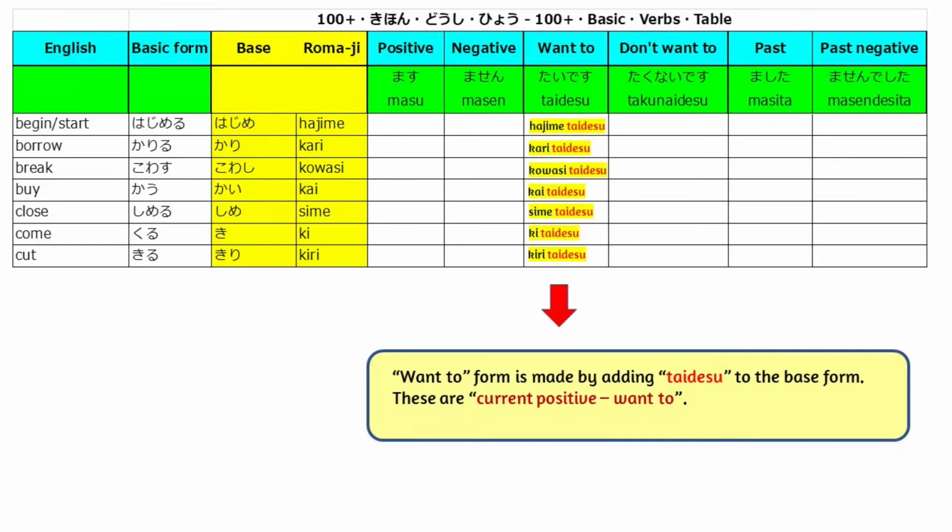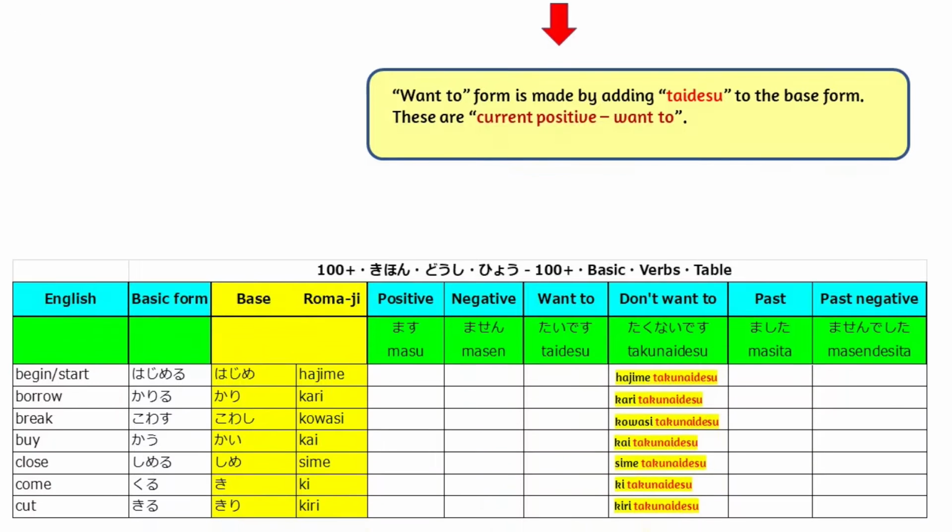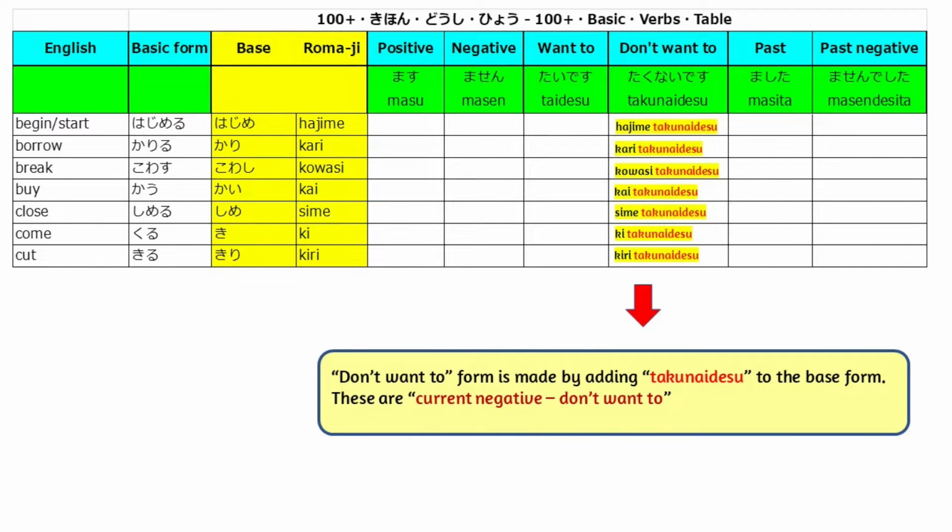Want to form is made by adding たいです to the base form. These are current positive want to. Don't want to form is made by adding たくないです to the base form. These are current don't want to.